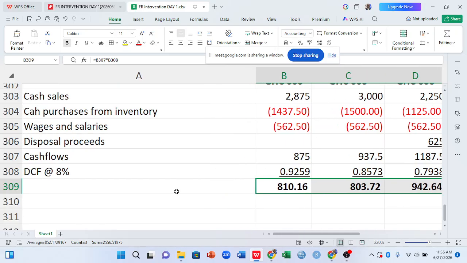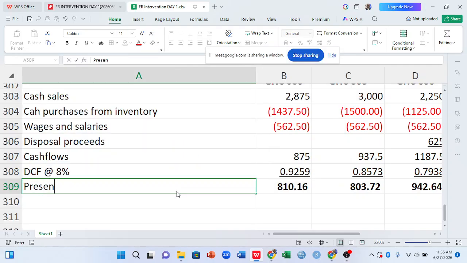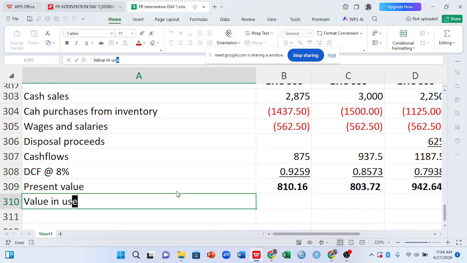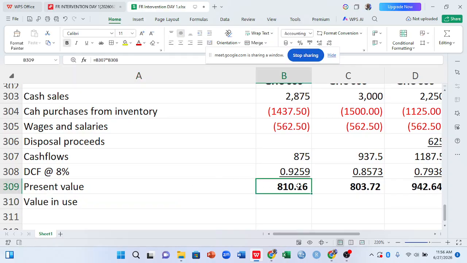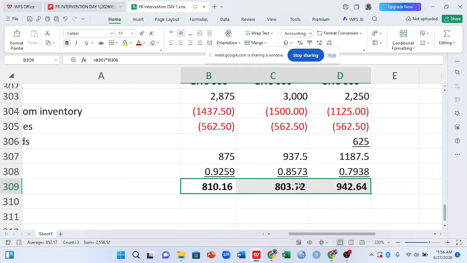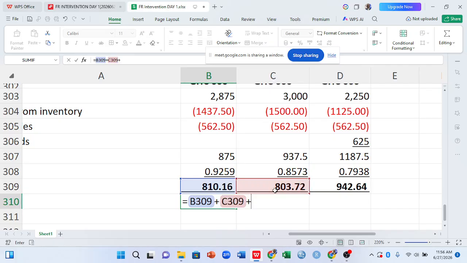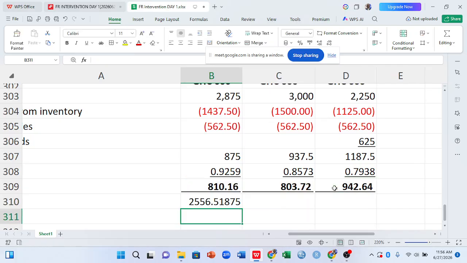So this becomes the present value for each. Then we sum all of them up to get a value in use itself. So value in use, you need to sum all the three up. So when you sum all the three up, what do you get? So let me do that here. Is this plus this plus this. So this becomes our value in use.